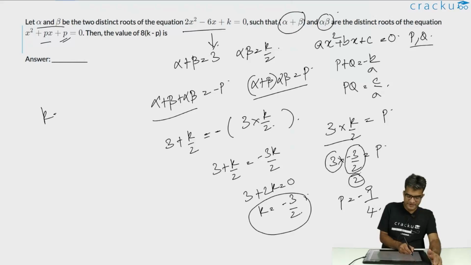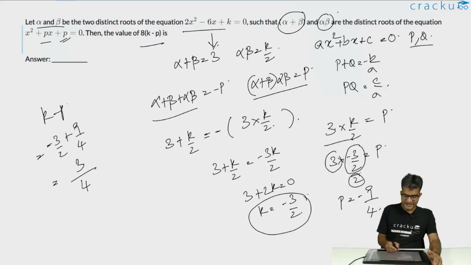So what is the value of k minus p? k minus p will be minus 3 by 2 plus 9 by 4, which is equal to 3 by 4. So what is the value of 8 times (k minus p)? That will be 8 times 3 by 4, which is equal to 6. So the answer for this question is 6.